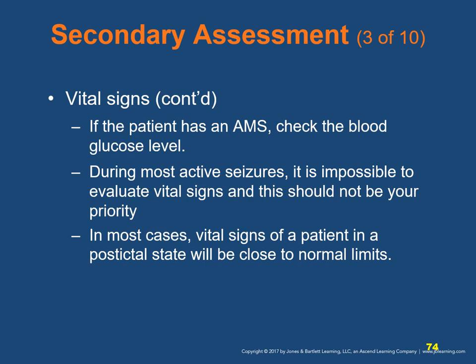If the patient has an altered mental status, you should check the glucose level if you have the equipment available. During most active seizures, it is impossible to evaluate vital signs, and this should not be your priority. In most cases, vital signs of a patient in a postictal state will be close to normal limits and parameters. In regards to monitoring devices, use a portable blood glucose monitor to check blood glucose levels. You may also use non-invasive blood pressure methods to monitor blood pressure.